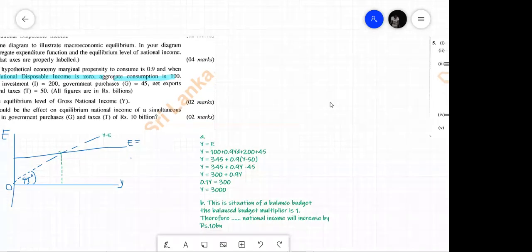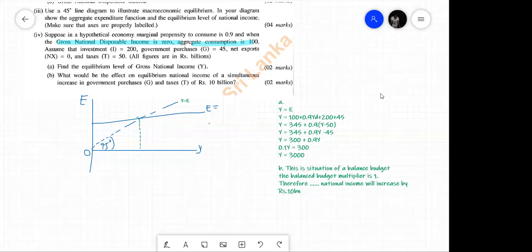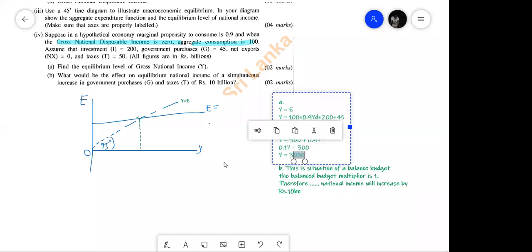Okay, we'll do the, yeah, you can show that in the y equals E line, no problem. So you can increase the government spending by 10 and increase the taxes by 10 and do that entire thing and show, I think at the end of the day, you'll get 3,010 billion, right? But that is not what they're ideally testing here. They're testing if you know the balanced budget multiplier, and if you know that if you increase government spending and taxes, without doing the calculation, can you say it?